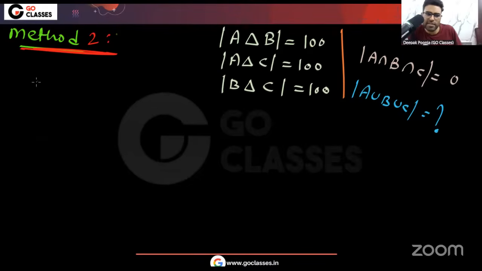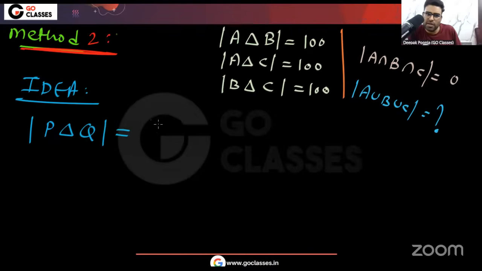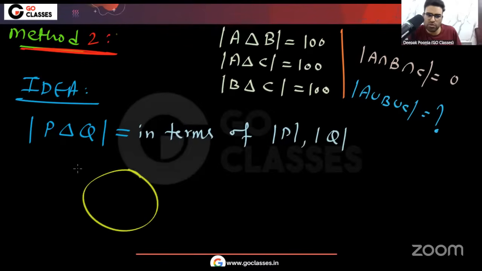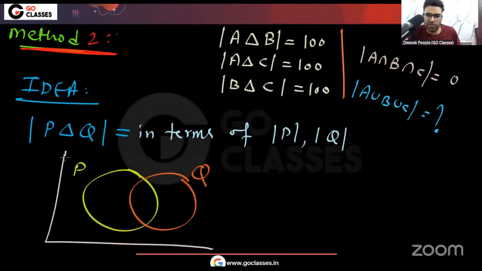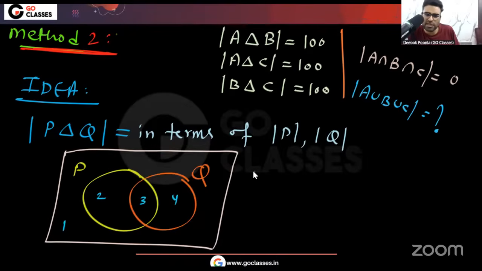Basically, let me tell you the idea. The idea is that you find the size of P symmetric difference Q in terms of the size of P and the size of Q. Is this clear? So that you can easily do. This is your set P, this is your set Q. Here let me make the Venn diagram. Let's again label the areas: area 1, area 2, area 3, area 4. So tell me, in this P symmetric difference Q, which areas are coming? In P symmetric difference Q, areas 2, 3 are coming.